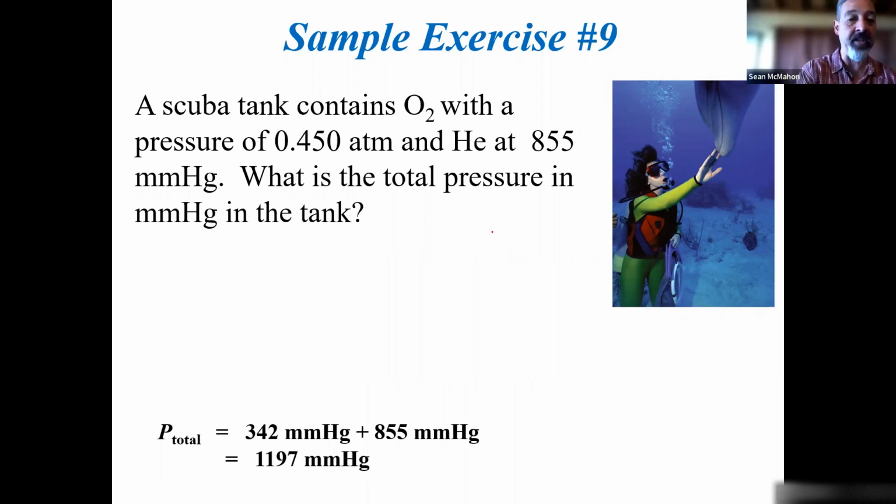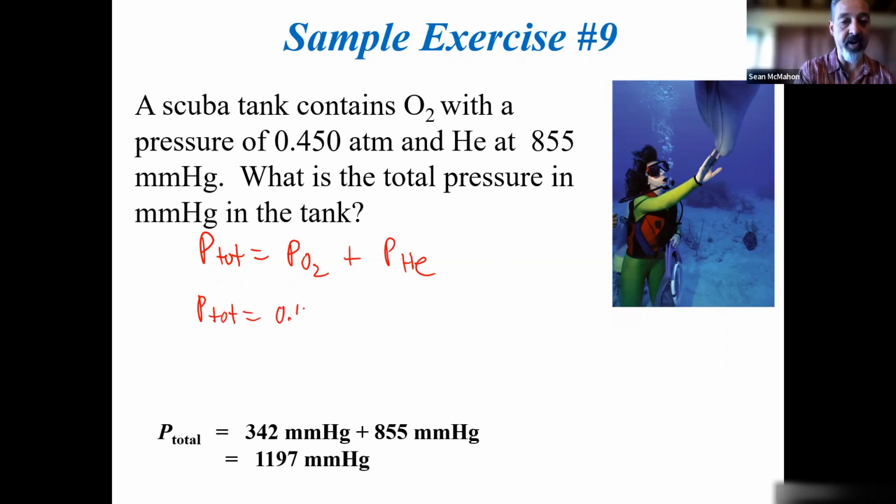It's okay. We know that the total pressure, okay? The total pressure is what? The pressure of oxygen, I think the oxygen is right here, plus the pressure of helium. The total pressure, right, is 0.450 atm plus the 855 millimeters of mercury for the helium.